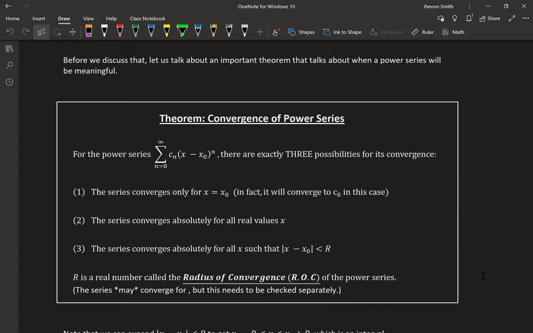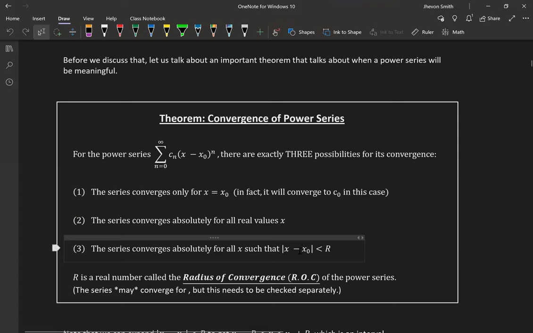It's just that the question is, are they going to converge at only one point on the real line? Namely at the point where x equals x naught, the point where we're centered around, or will they converge absolutely for every possible real valued x? So it converges on the entire real line, or is there some finite length interval on the real line that they will converge? But they're going to converge either way. A power series is never going to completely diverge. It's either going to converge at one point, converge on the entire real line, or converge on some interval of finite length. Half the length of that interval is called the radius of convergence.